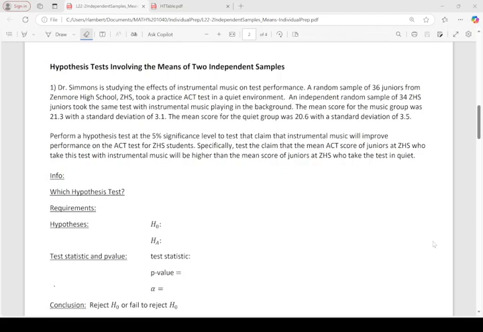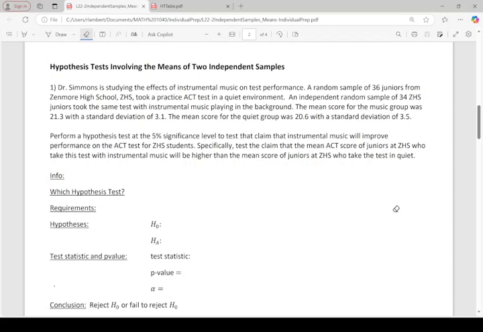Welcome back to lesson 22, hypothesis test for two independent sample means. In this first example, we're going to apply our hypothesis test to answer the scenario. More importantly, I hope the scenario helps you understand what's going on with the hypothesis test and how to do it. So let's get into it.